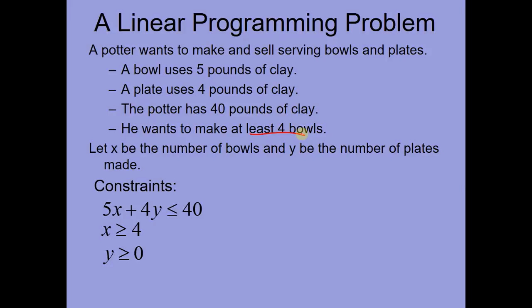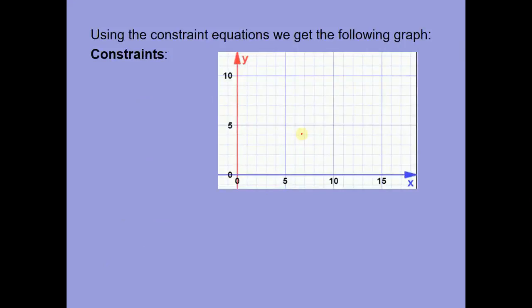That's another thing to keep in mind. You can never be less than 0 because we can't have negative things. We can make 0 of things, but we just can't have negative things. So then, with these inequalities, we're going to create a graph with a feasible region. We're going to make a system of inequalities using these constraints.